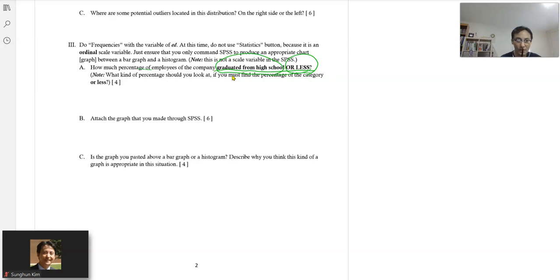If it is certain levels of measurement scale, nominal, ordinal, or scale variable in SPSS, then you have to choose correctly. Should it be a bar graph or a histogram based on that idea? Levels of measurement, right? Be accurate about that, and then you can find the right answer easily, right? So this is it.